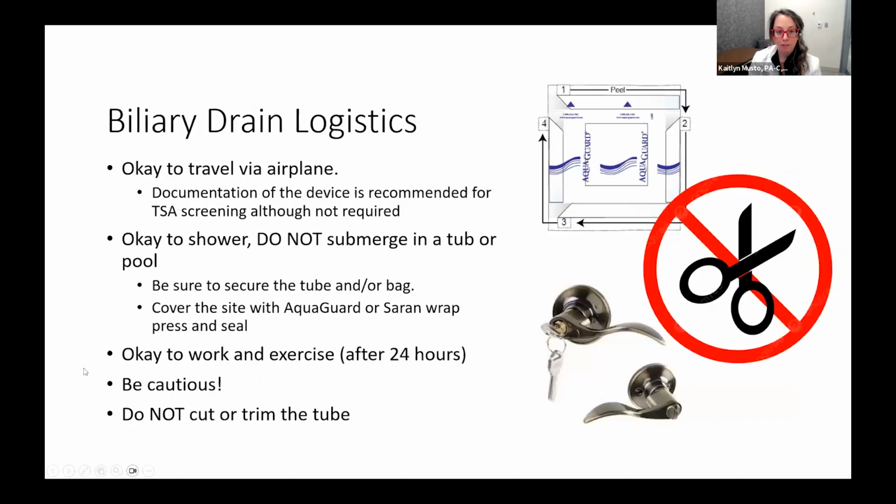So these are just some things to consider when you have an external biliary drain. Usually travel on an airplane is okay. There may be some documentation that's recommended, but typically this is not something that TSA would require. It's okay to shower, but you don't want to submerge in a bath or a pool. There are some techniques that you can use to cover the area too, like the AquaGuard or the Saran wrap. It's okay to work and exercise after about 24 hours, as long as it's not super strenuous and you're being cautious.